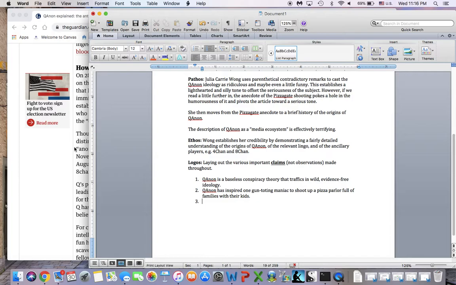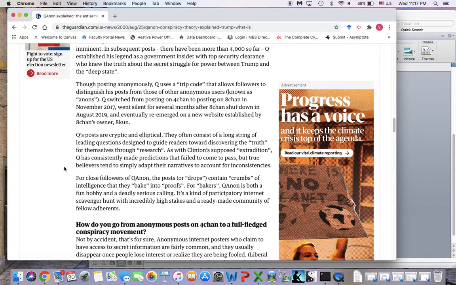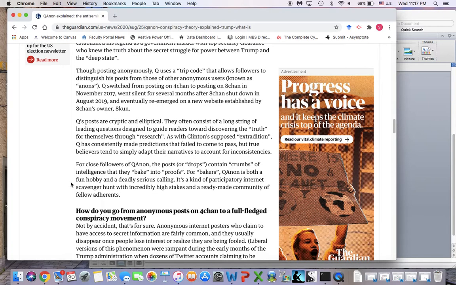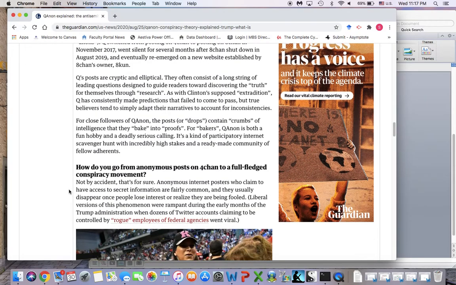Okay. And then, of course, number 1 counts as a claim because plenty of people, a scary number of people actually, would argue that their theories are not in fact baseless. Okay. Let's see, is there anything in here that I could call a claim where she's just talking about the history? Doesn't look like it. Although she does say QAnon is both a fun hobby and a deadly serious calling. It's a participatory internet scavenger hunt with incredibly high stakes and a ready-made community of fellow adherents. That just sounds like a nicely worded observation. That's not a claim. So we'll go to the next thing.